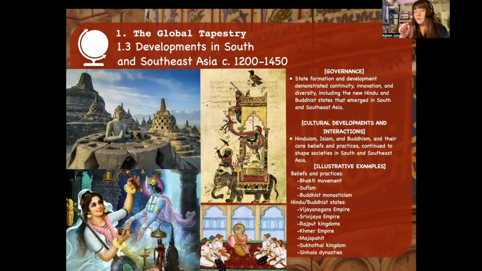You want to look at the Hindu and Buddhist states that emerged at this time in South and Southeast Asia. As Buddhism spread and as Hinduism manifested into its different forms, such as Bhakti, you had new states emerging in South and Southeast Asia. Hinduism, Islam, and Buddhism, as well as their core beliefs and practices, continue to shape societies in South and Southeast Asia. You want to know the Bhakti movement, you want to know Sufism and Buddhist monasticism, as well as the Vijayanagara Empire, the Srivijaya Empire, the Rajput, Khmer, Majapahit, Sukhothai, and Sinhala.